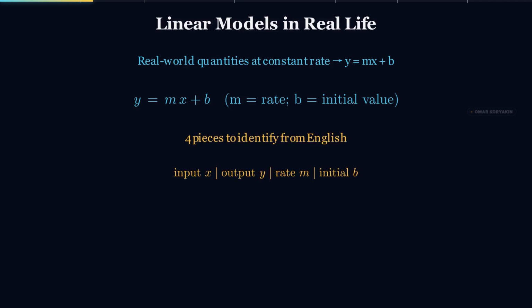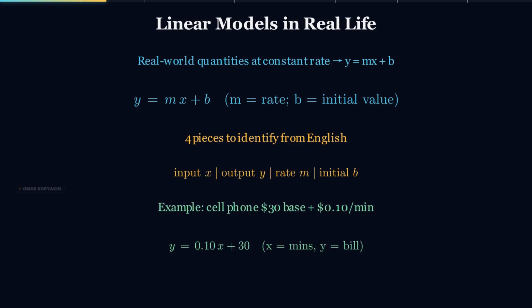Here is the modeling workflow. Step 1. Identify the input variable and its units. Step 2. Identify the output variable and its units. Step 3. Identify the constant rate of change with units that match output per input. Step 4. Identify the initial value, the output when the input is 0. Each step is a small interpretation of the English problem statement, and getting all 4 right produces the model directly.